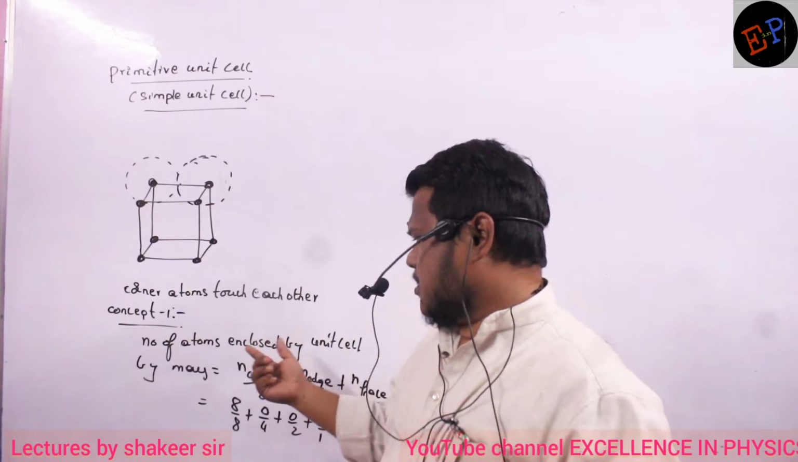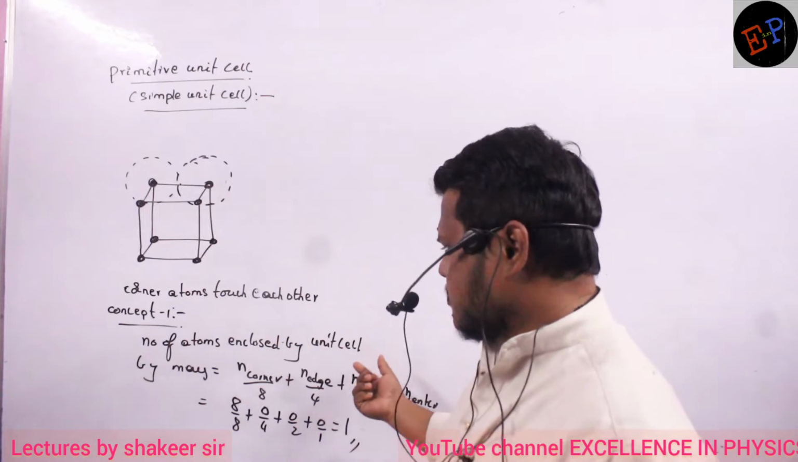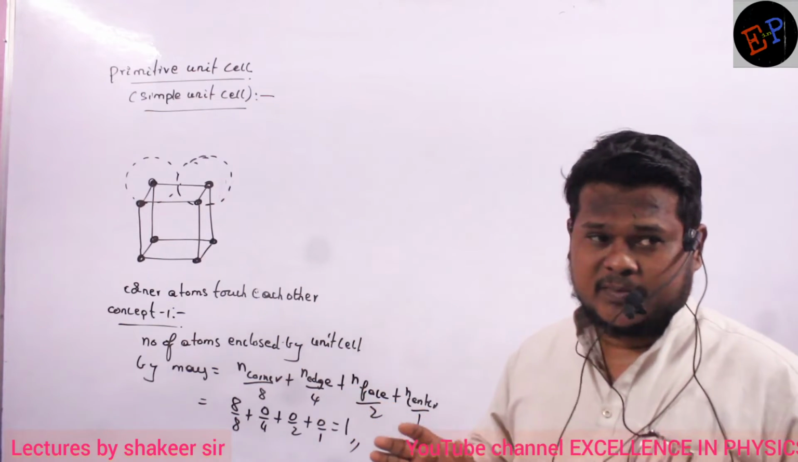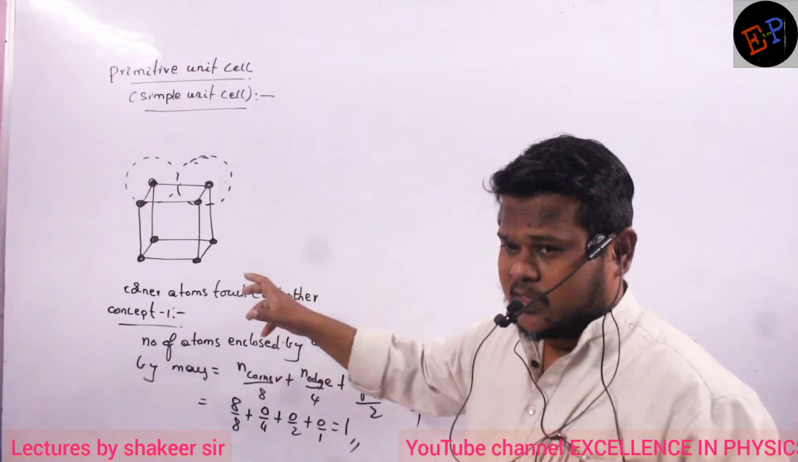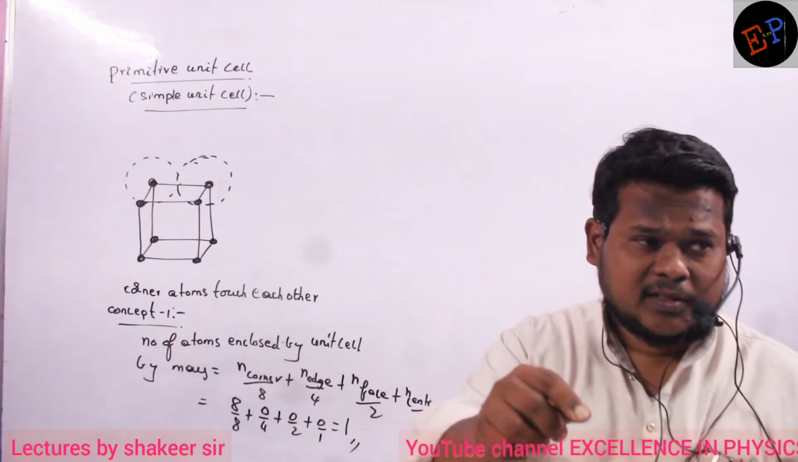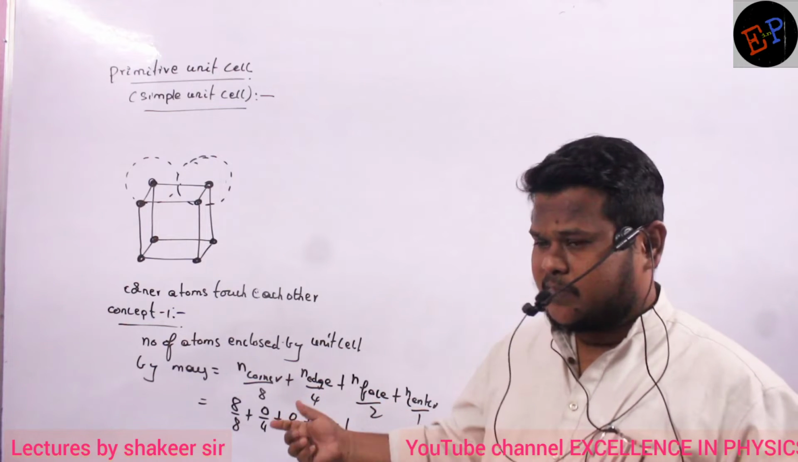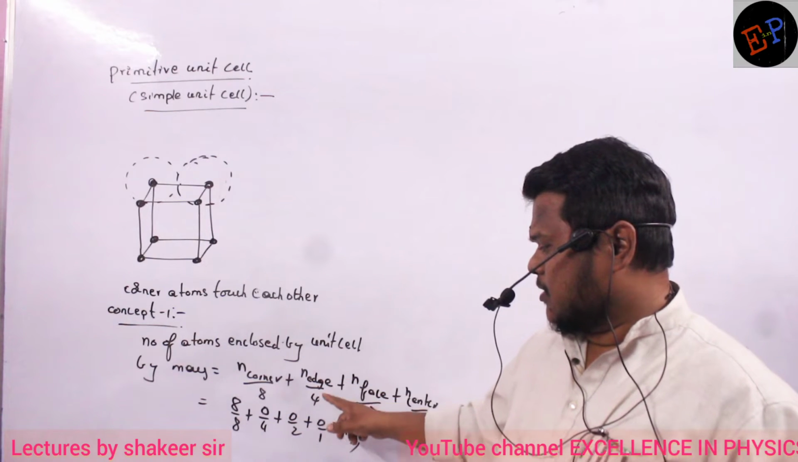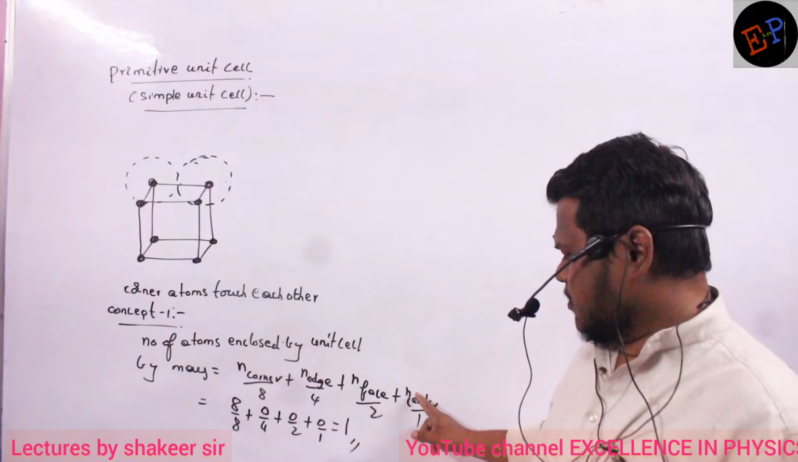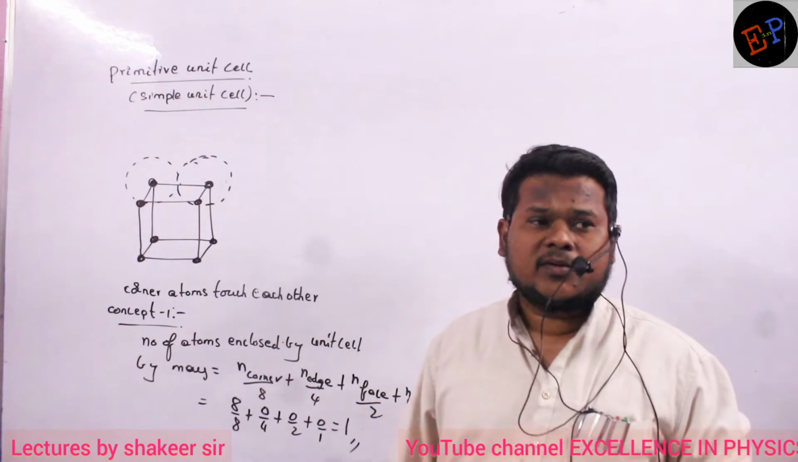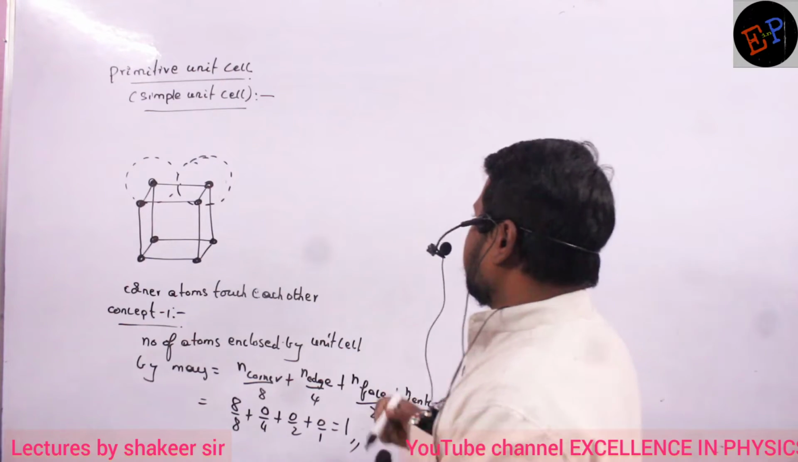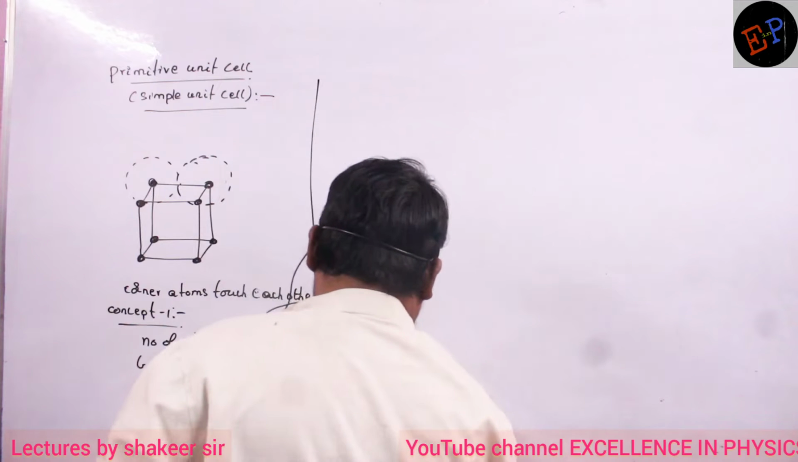So therefore, the first concept we have studied is the number of atoms enclosed by a unit cell by mass. Okay ma? So this unit cell will enclose how many atoms by the concept of their mass. Then this was the equation which we have used, no? N corner divided by 8, n edge divided by 4, n face divided by 2, and n center divided by 1. This is what we have studied.